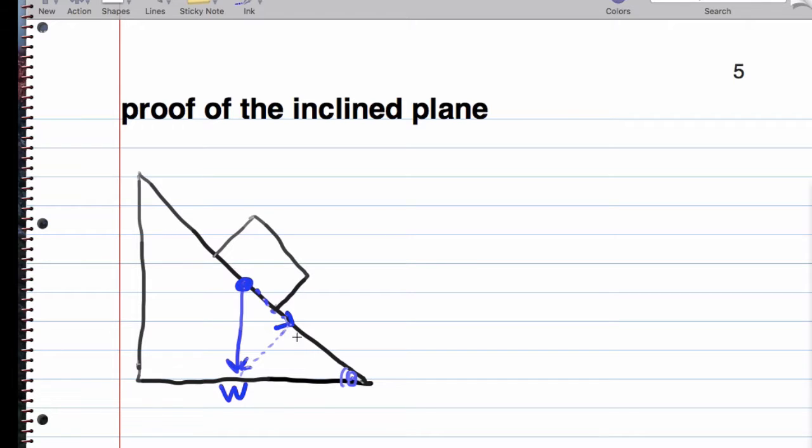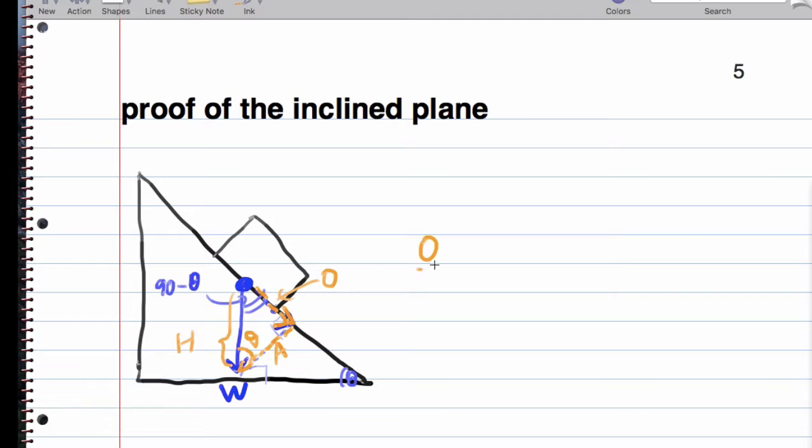So to be clear, this angle here is theta. That makes this a right angle, and this makes this angle right here equal to 90 minus theta. This is another right angle, and so this angle here is theta. So check this out. This length here, we call that the opposite. This arrow, W, is the hypotenuse, and this arrow here is the adjacent.